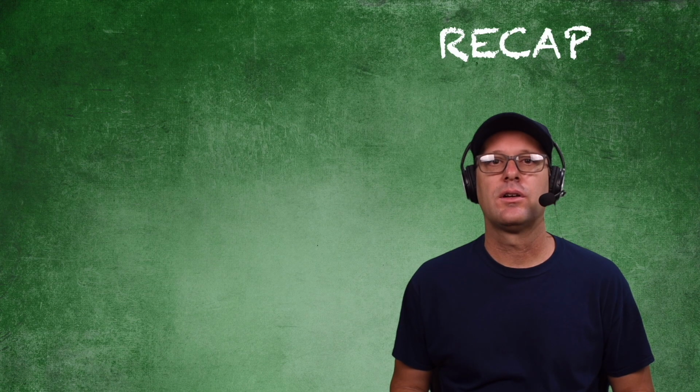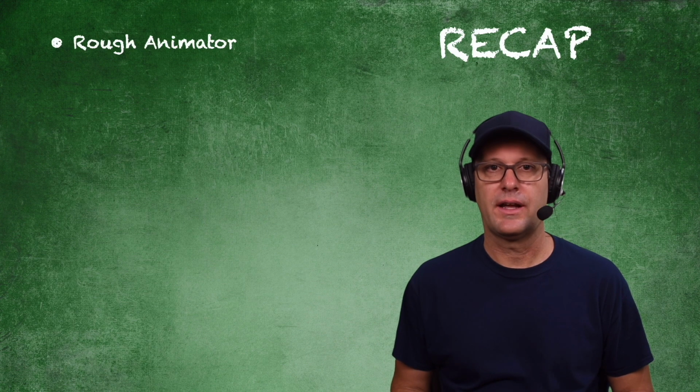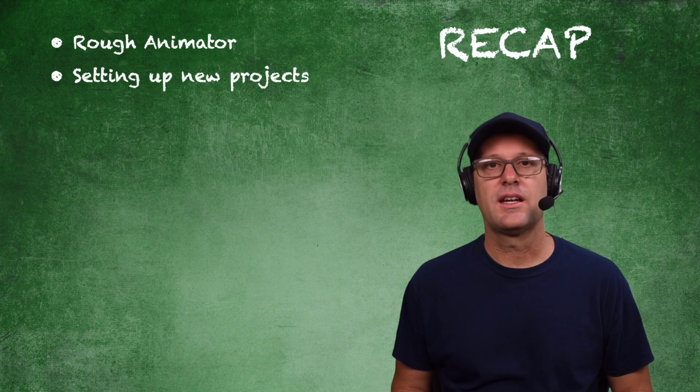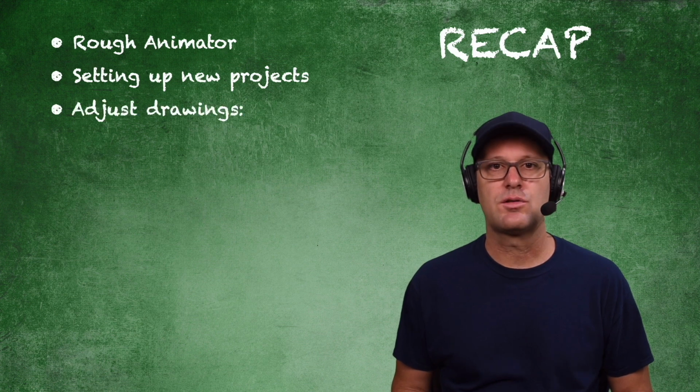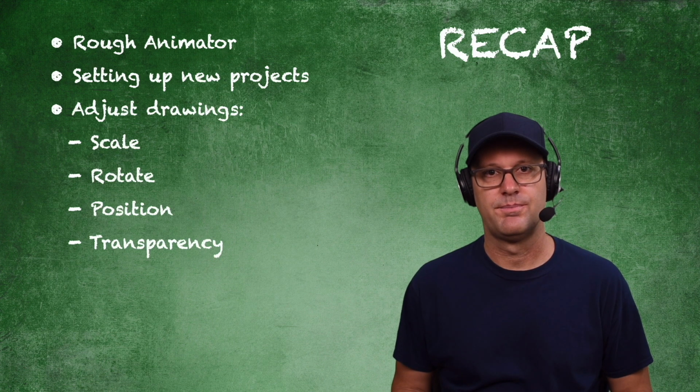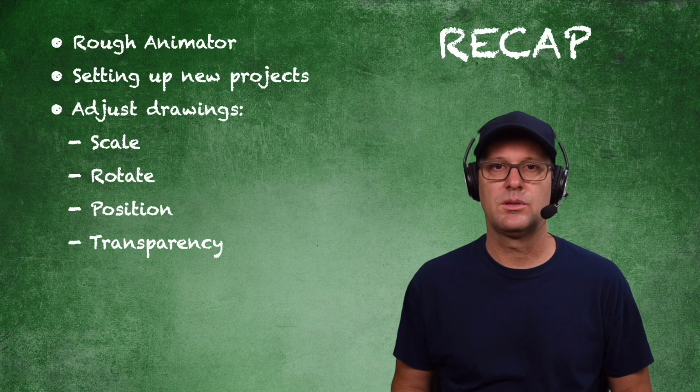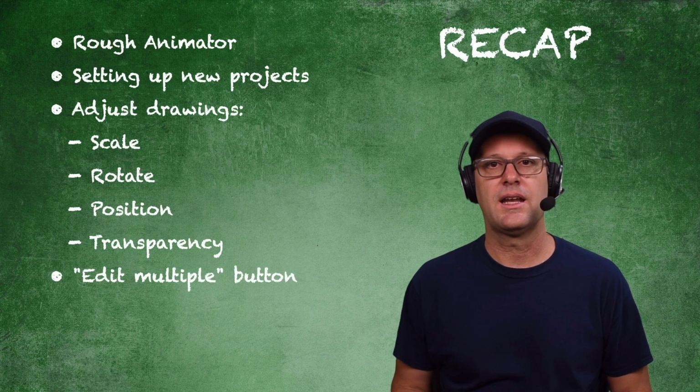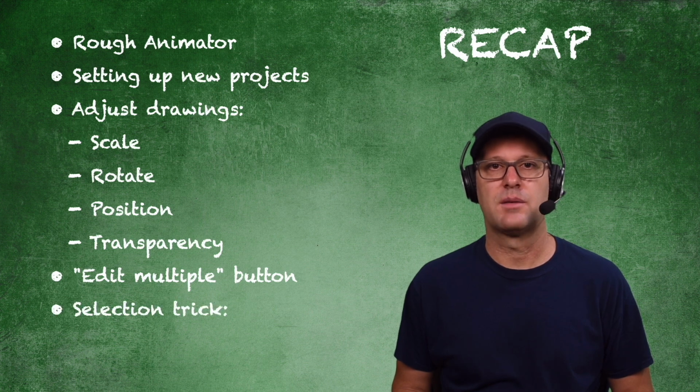Congratulations on completing this class. But we're not done quite yet. Let's recap what we've just learned. Today, we learned how to use the animation program Rough Animator. Things like setting up a new project and adjusting drawings using scale, rotate, position, and transparency. We also learned how to select multiple images in a sequence using the Edit Multiple button. And we even found a trick that makes it easier to select multiple images when starting from the right side instead of the left.